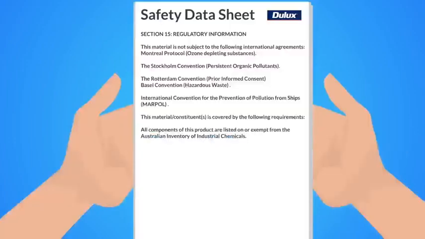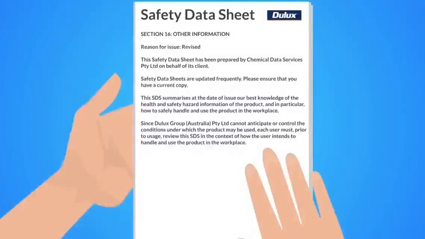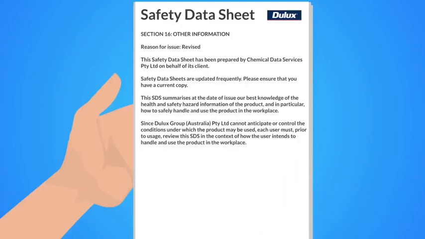In Section 15, we find information such as international or national regulatory details. The final section provides any other information relevant to the preparation of the SDS, including the date of its preparation, a key or legend to abbreviations, acronyms, and references used.